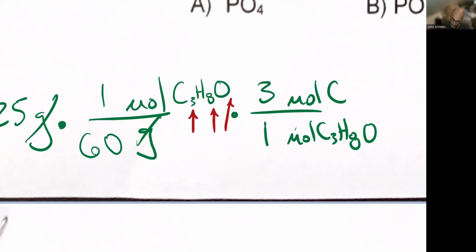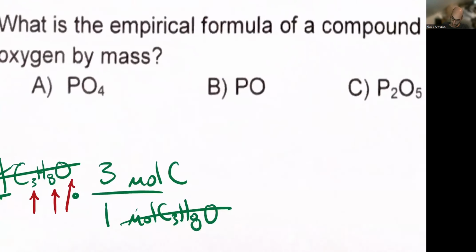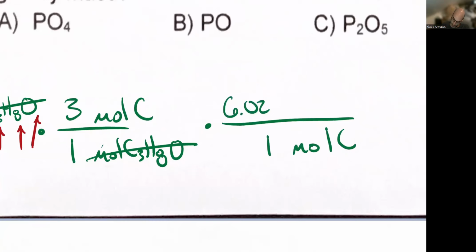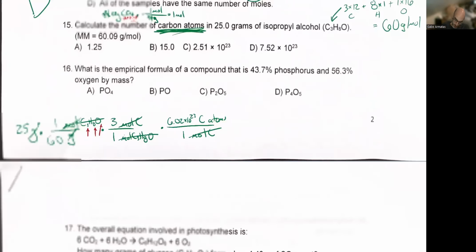So moles of C3H8 cancels, and I'm going to be left with moles of carbon, but it's actually asking for how many total atoms if we want to count. So 1 mole of carbon atoms is equal to 6.02 times 10 to the 23rd carbon atoms. So moles of carbon atoms cancel, and we do math.